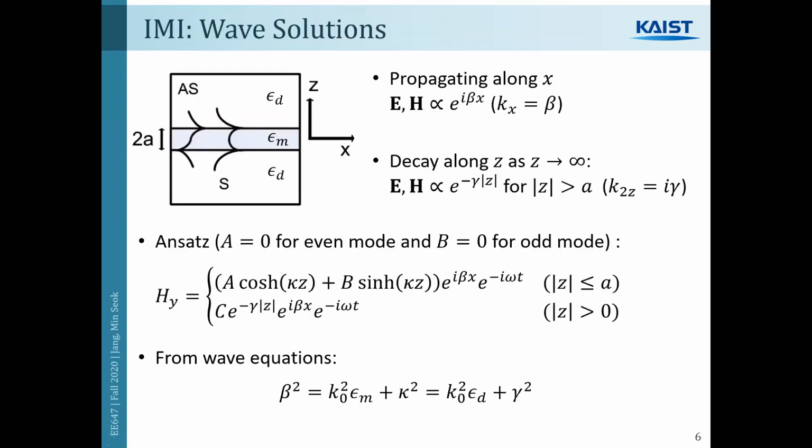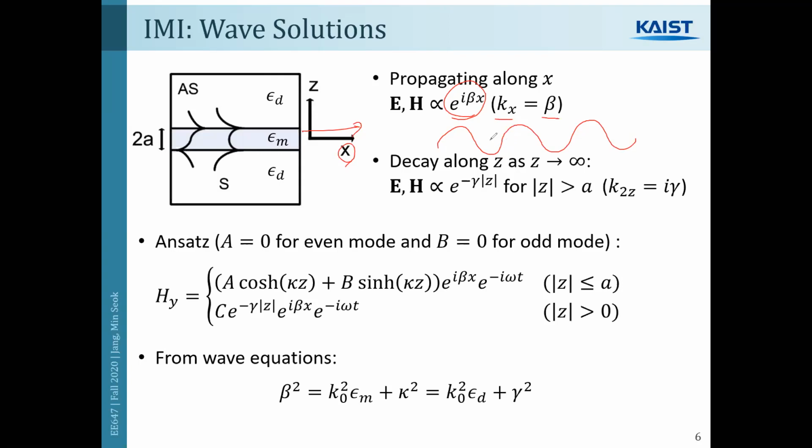So wave solutions are, again, the mathematical framework is exactly the same. Along the propagation direction, here it's set as x, it has an e to the i beta x dependence. So it's oscillating. And again, beta is kx, which is a propagation constant.